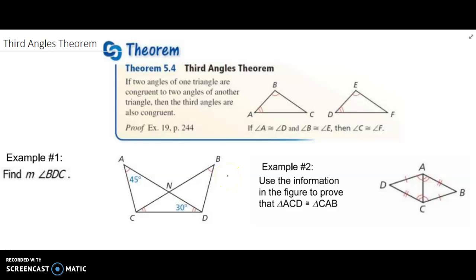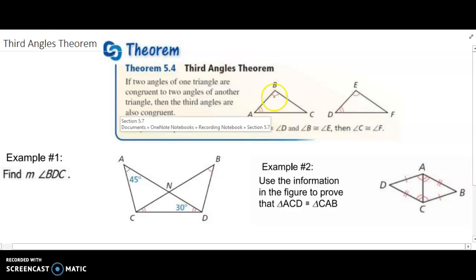All right, guys, let's look at the second and last theorem for section 5.2, and it is the third angles theorem. This theorem tells us that if two angles of one triangle are congruent to two angles of another triangle, then the third angles must be congruent. So let's look at this picture they've provided.